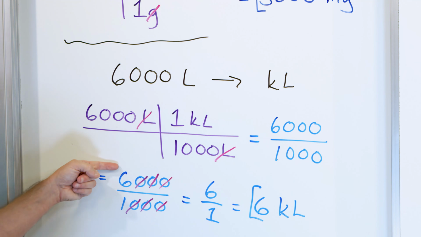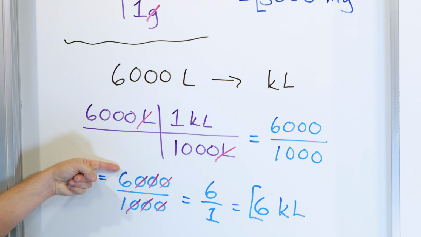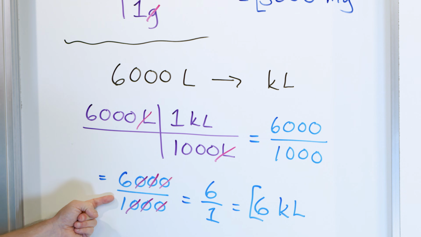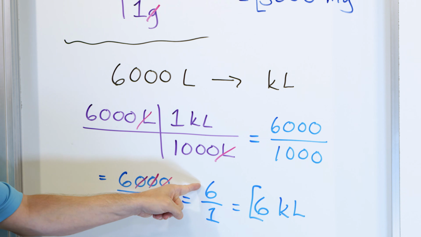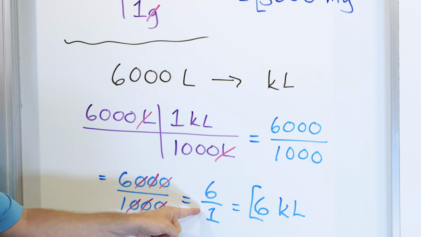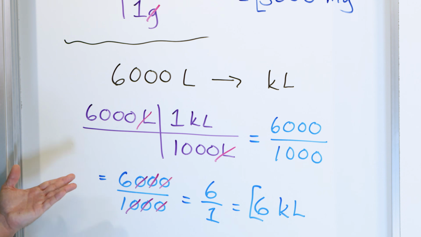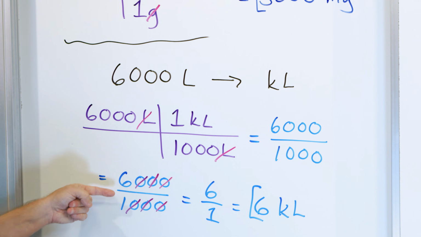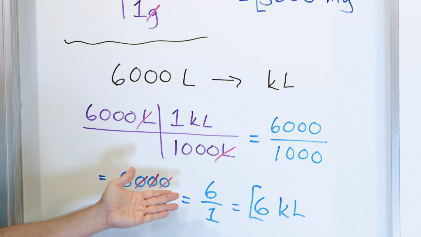So if I take this top and divide by 1,000, and then take this bottom and divide it also by 1,000, 6,000 divided by 1,000 is 6, 1,000 divided by 1,000 is 1. So striking the zeros is the same thing as simplifying a fraction. Divide by 1,000, divide by 1,000. And you can certainly do it that way if you want.